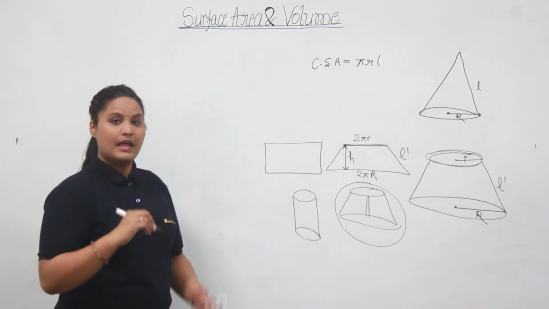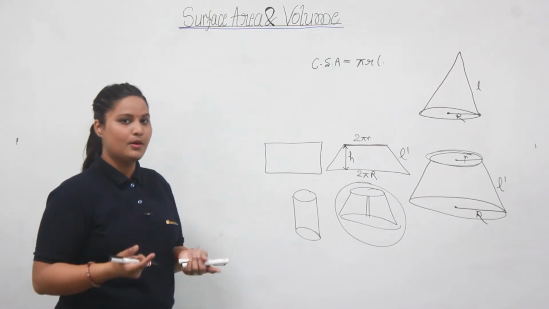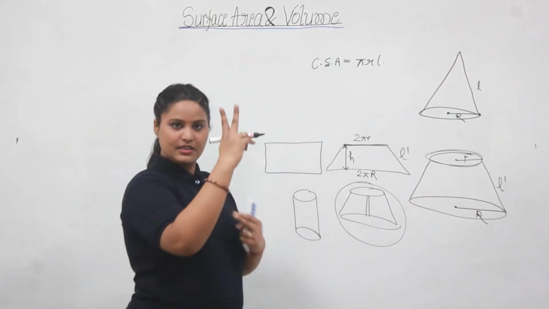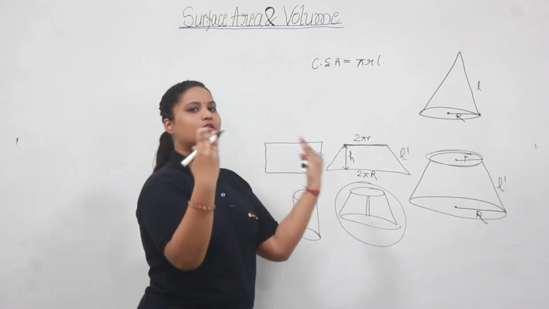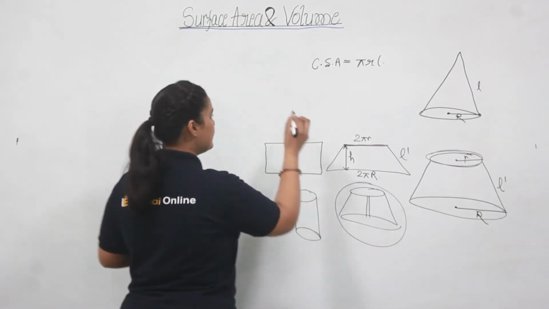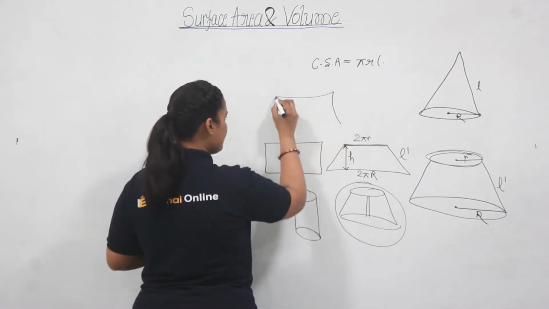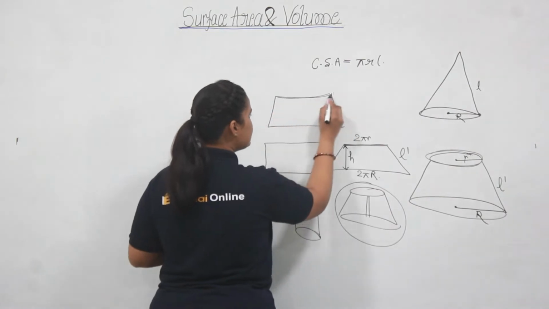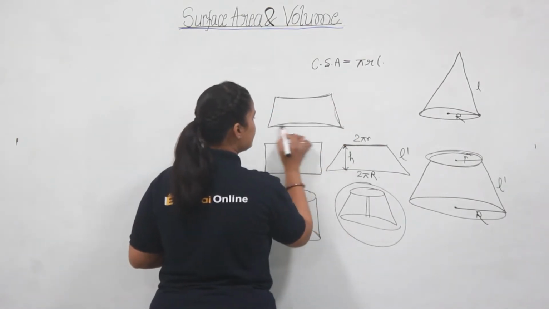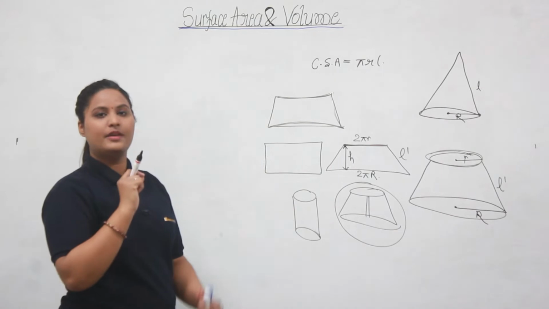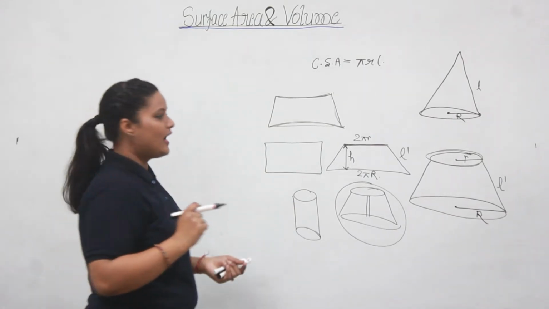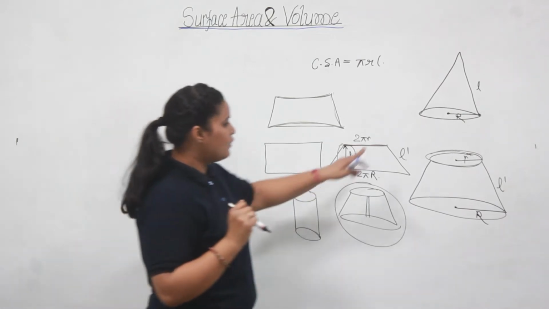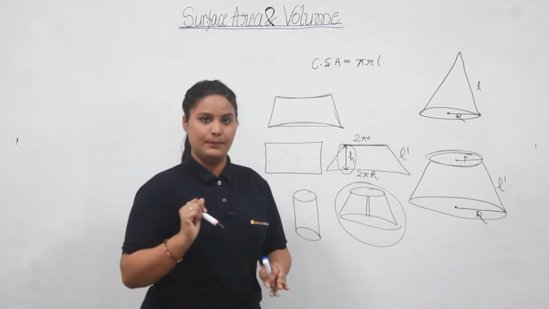But once again, think about it. When this frustum-like figure is cut from some point and opened, it will be a trapezium-like figure, but it will look like this. It will be circular at some point, right? It will be somewhat circular. So I cannot count h here. I will take only the slant height over here.